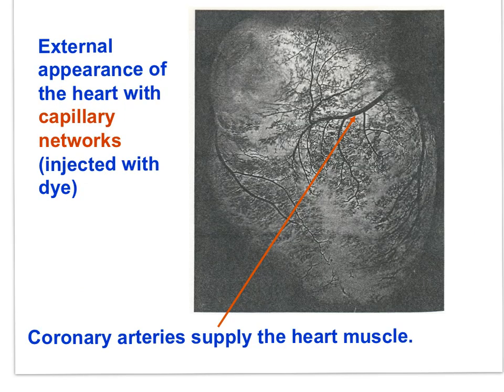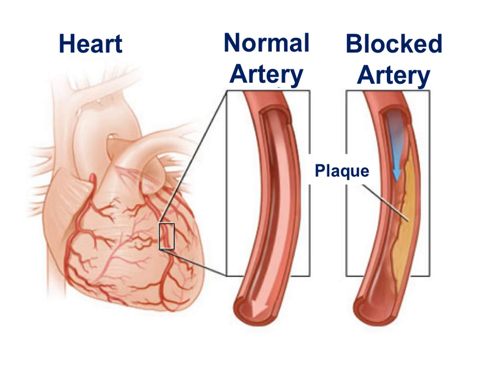In this micrograph, a dye has been injected into the coronary arteries and the capillaries that serve the heart. The image allows us to see the highly branched nature of the capillaries that serve the heart muscle with oxygen and nutrients. A problem related to the circulatory system is when the coronary arteries become blocked with a calcified fatty substance called plaque, as can be seen here.